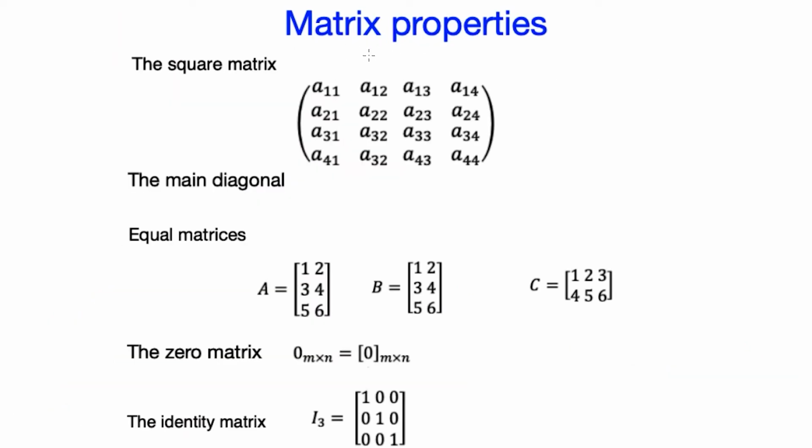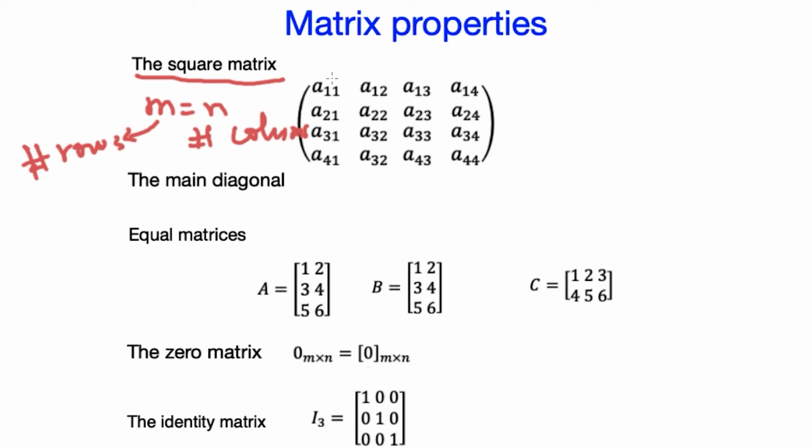Here I will define some properties of matrices. The first one is the square matrix. We say that a matrix is square if it has the same number of rows and columns. For example, a matrix which has m equals n, where we represent the number of rows by m and the number of columns by n. So if we have a matrix with the same number of rows and columns, we say it is a square matrix.